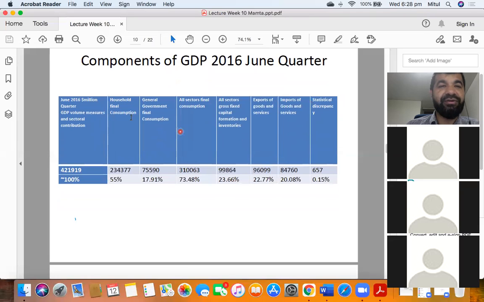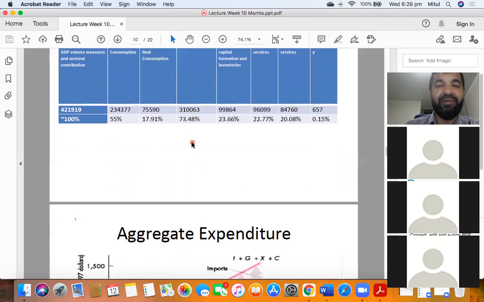Okay. Here they showed you household final consumption, 55%. General government expenditure, 17%. All sectors final composition, 73%. Fixed capital, export of goods is 22%. Import is 20%. They did not show you the investment much. But remember this thing: consumption is the highest, the biggest number in our whole real GDP. Consumption is number one.